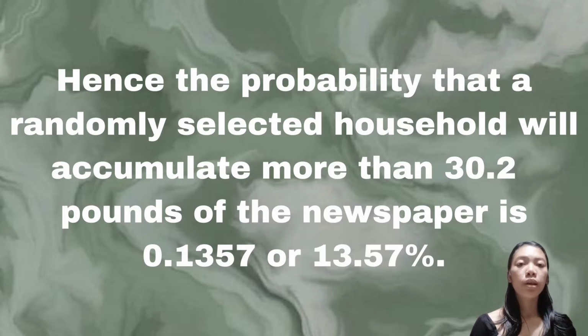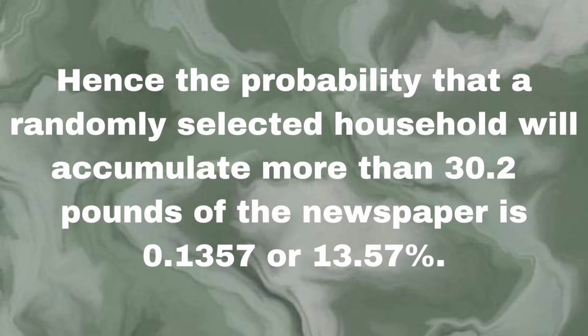So, hence, the probability that a randomly selected household will accumulate more than 30.2 pounds of newspaper is 0.1357 or 13.57%. So that would be all, class.